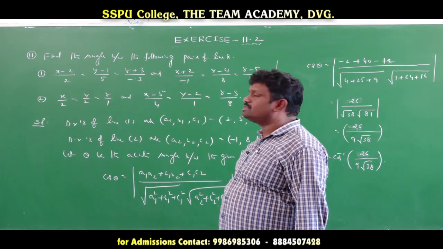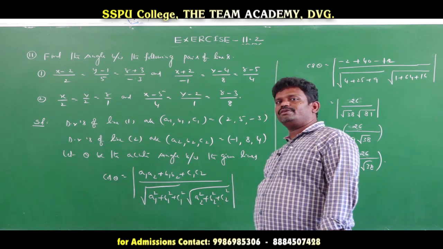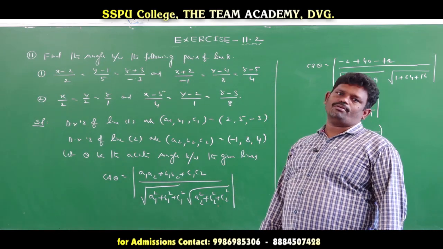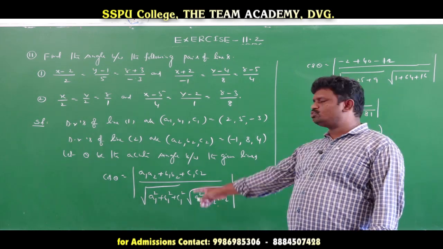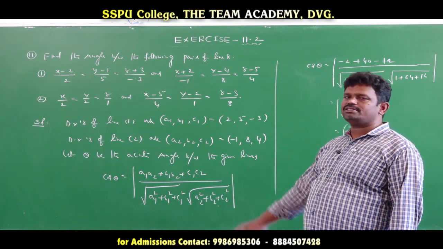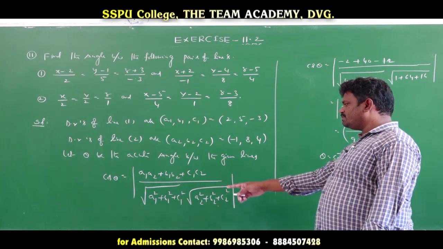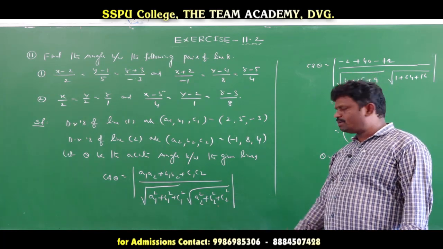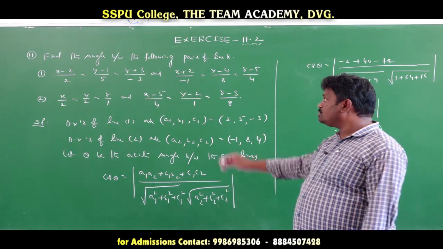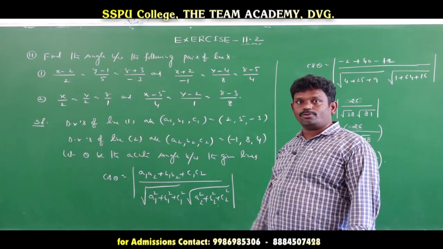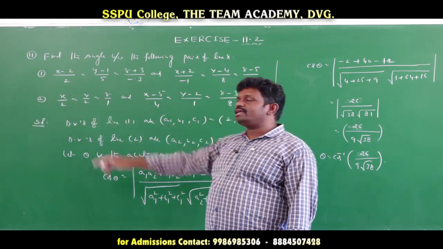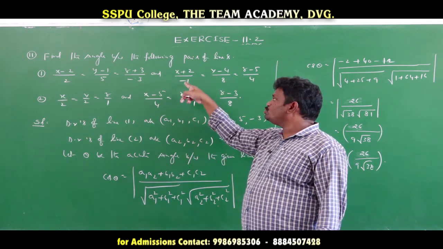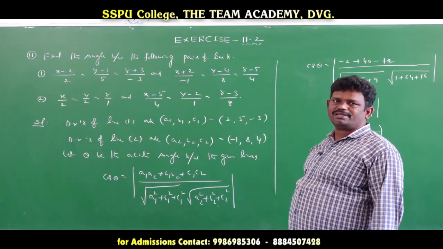But here what is given? Here also we find the angle between two lines, but the Cartesian form is given. The formula is cos theta is equal to magnitude of a1 a2 plus b1 b2 plus c1 c2 by square root of a1 square plus b1 square plus c1 square, times square root of a2 square plus b2 square plus c2 square. This one we can also convert into vector form, no problem. These are the direction ratios: b1 bar is i cap plus 5j cap minus 3k cap, and b2 bar is i cap plus 8j cap plus 4k cap.